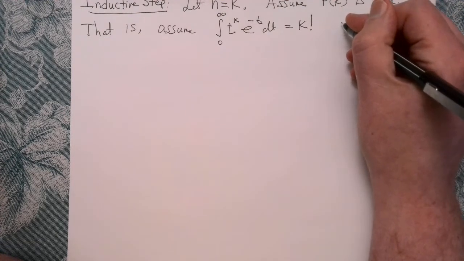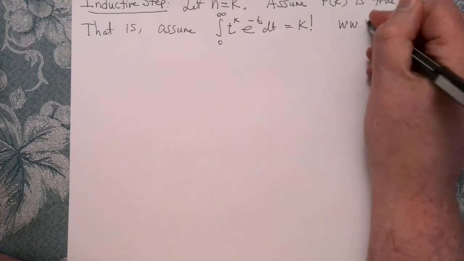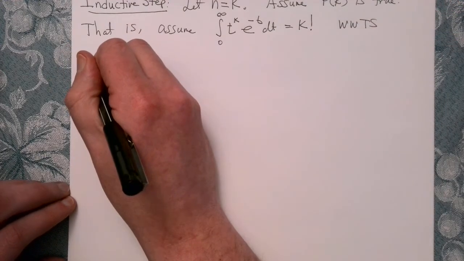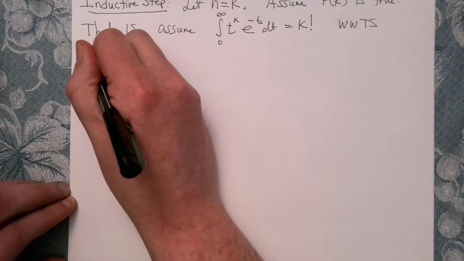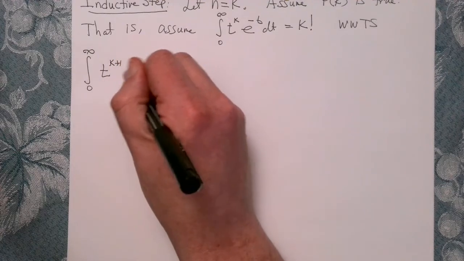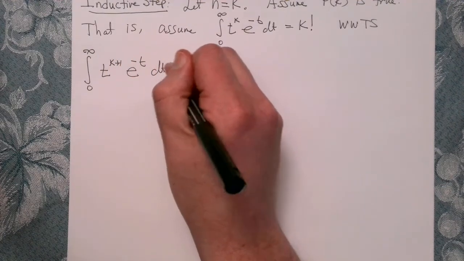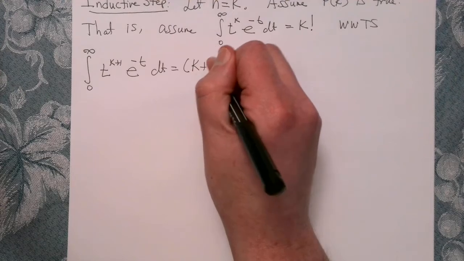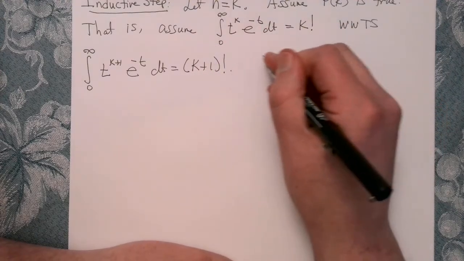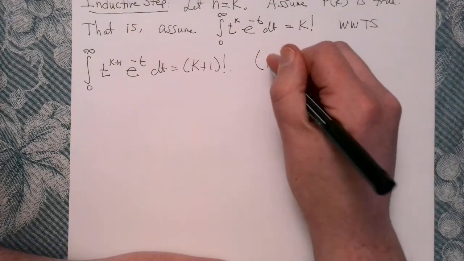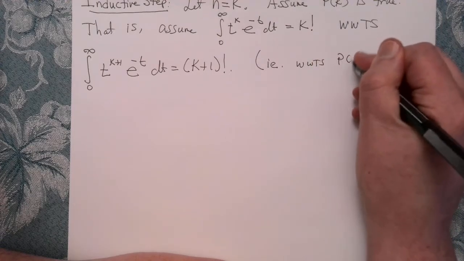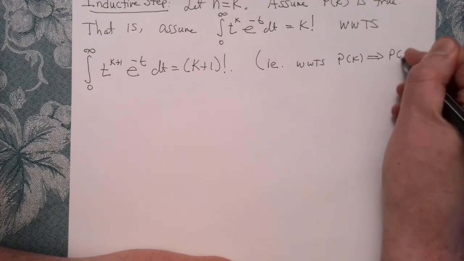So let's actually say that. I'm going to say we want to show that the integral from 0 to infinity of t to the k plus 1 e to the minus t dt equals k plus 1 quantity factorial. I.e., we want to show that if this is true, then this is true.